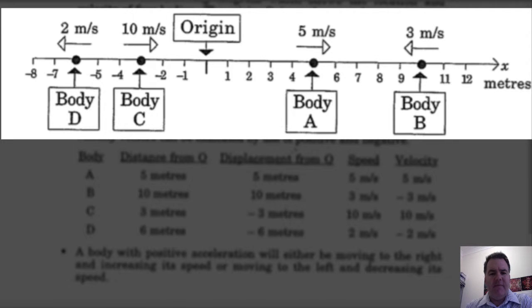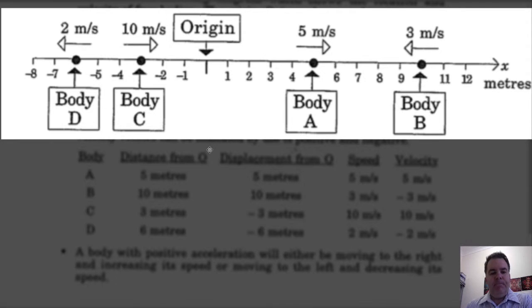Let's look at body A here. It's sitting at displacement +5. Its speed is +5. Its velocity is +5. Body B, its position is 10, the velocity is -3 because it's heading back towards the origin. Body C, position is -3, it's heading towards the origin, heading this way to the right hand side, so therefore its velocity is 10. And body D is at -6 and its velocity is -2 because it's heading that way.